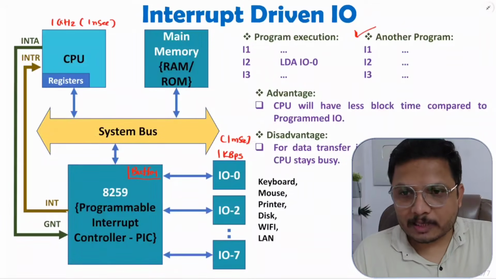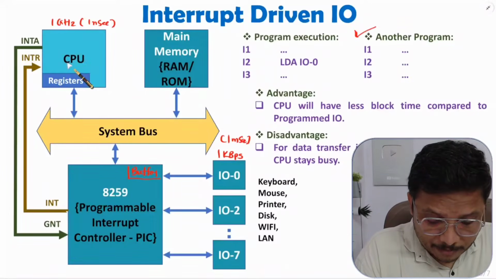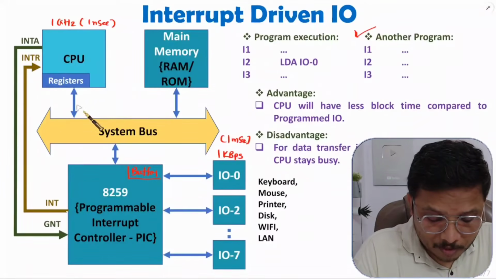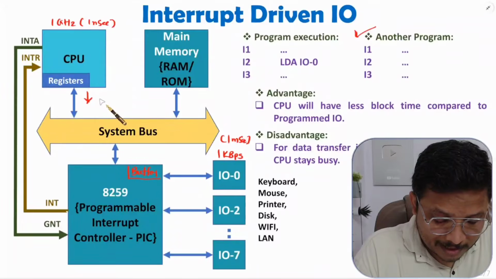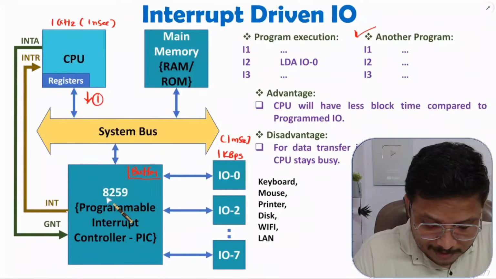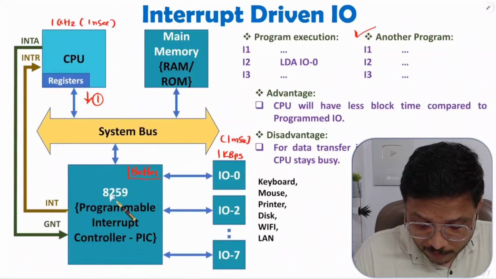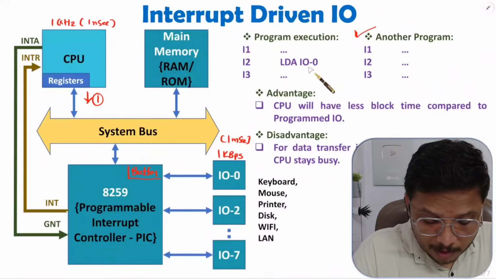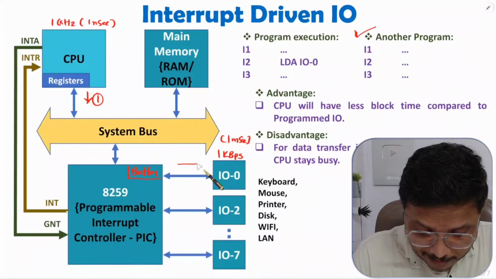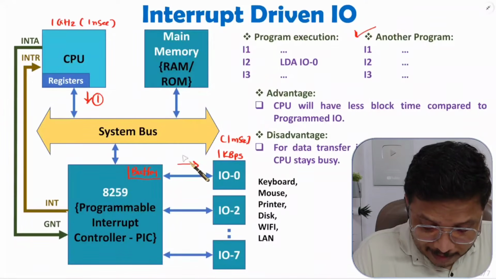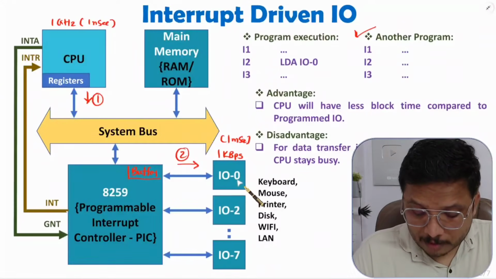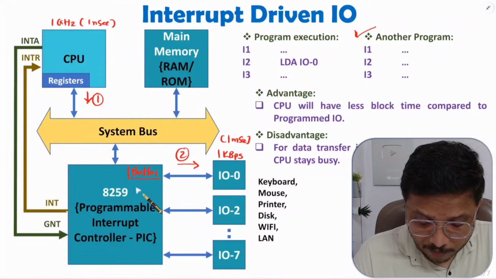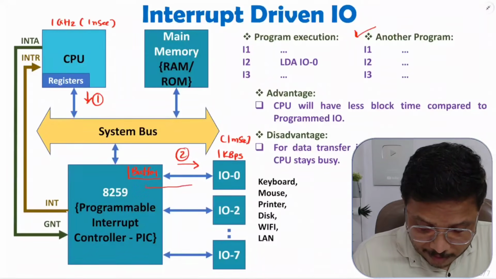Let me explain all those things step by step. First, the CPU asks for data from this port address, so the CPU gives a request here. That is step number 1. That request is received by the 8259 IC, which gives the same request to the mentioned port as per the CPU. So the second thing that happens is that the 8259 gives the request to the IO port. Based on this request, the IO port gives data to the 8259 IC, and that gets filled inside this buffer.